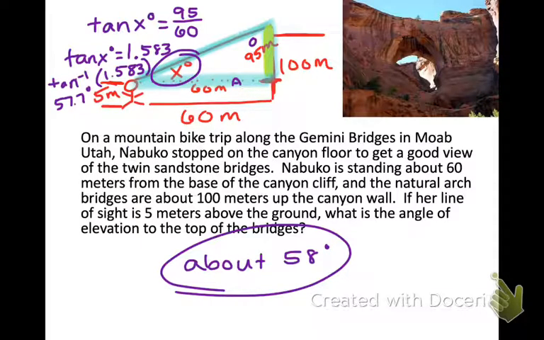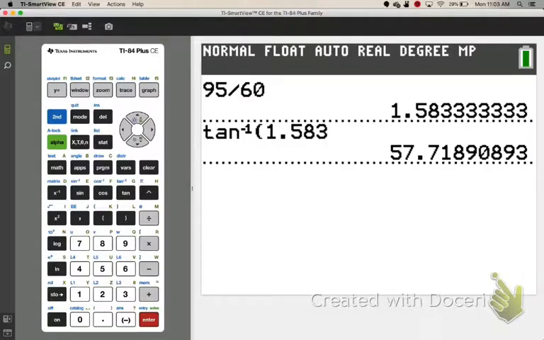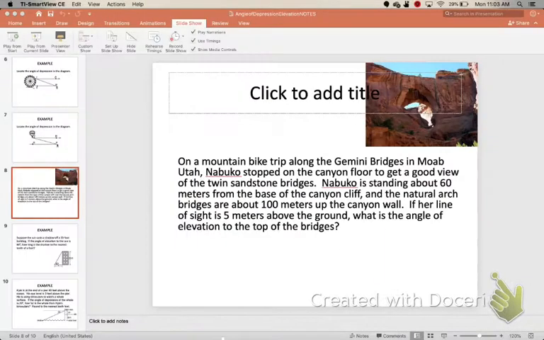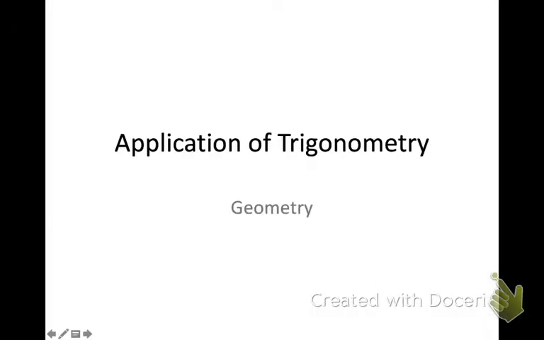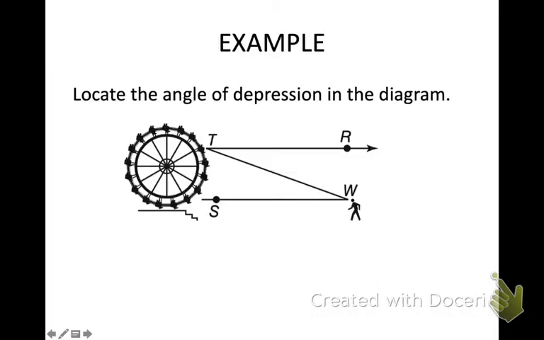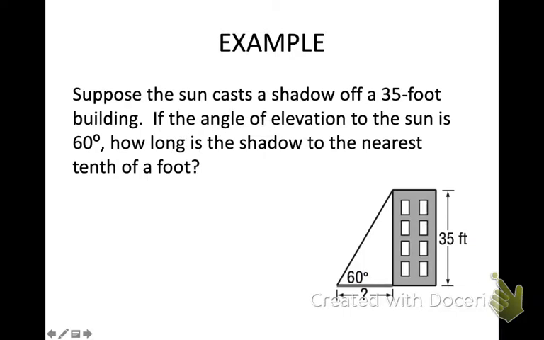Okay, on to the next. Again, pause at any point in time if you feel like you need to pause and I'm moving too fast. Okay, here's our next example. It already has a diagram given to us. It says, suppose the sun casts a shadow off a 35-foot building. If the angle of elevation to the sun is 60 degrees, how long is the shadow to the nearest tenth of a foot?